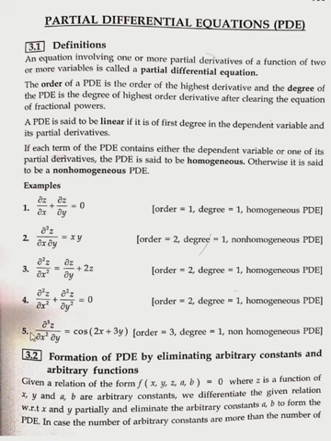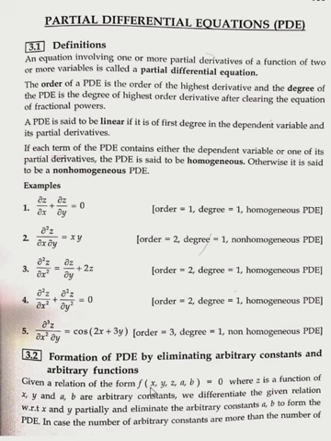Here what is the order? The highest derivative is 3. Order is 3. What is the degree? The degree of the highest order is 1. Degree is 1. Is it homogeneous? No, this is not homogeneous, because this term does not contain either the dependent variable z or one of its partial derivatives. This is non-homogeneous. Next, the formation of the PDE by eliminating the arbitrary constants and arbitrary functions.